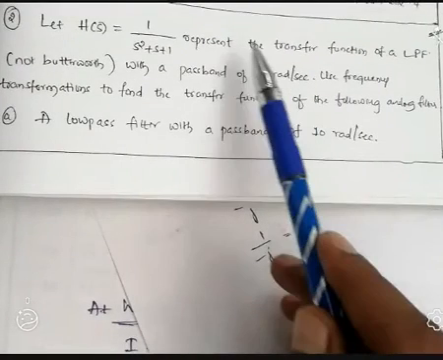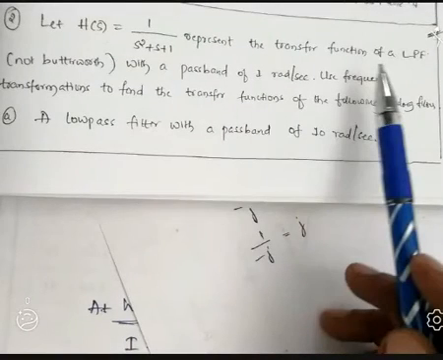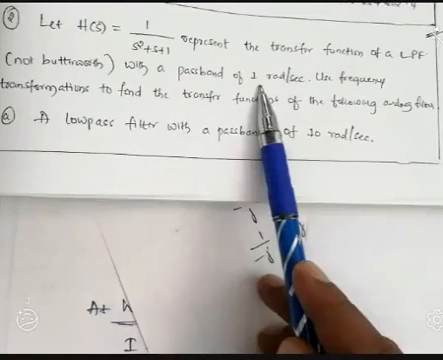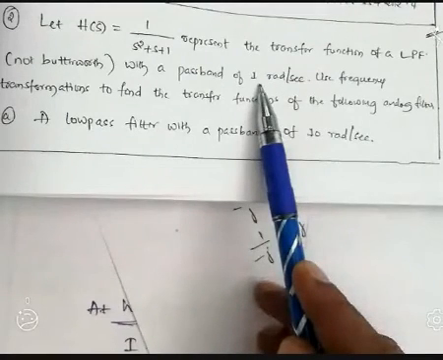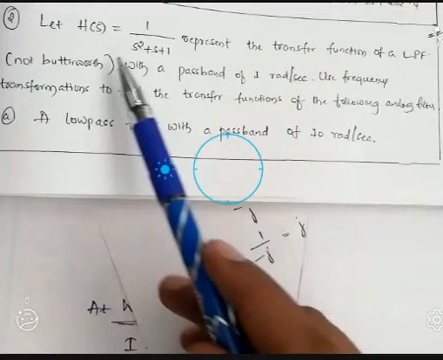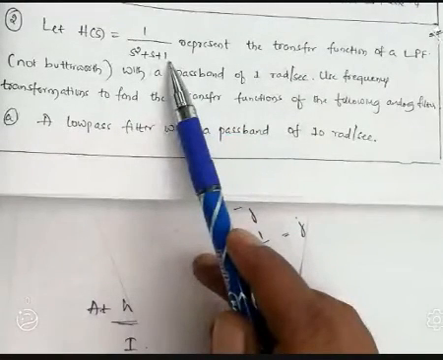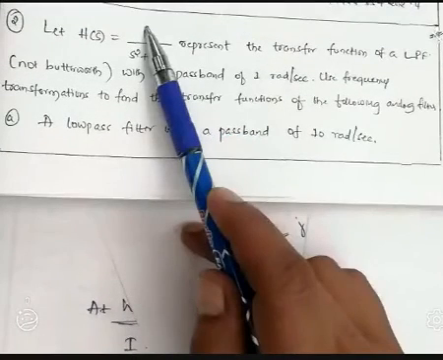So from this statement, we can say that it is given in the problem that it is a normalized low pass filter, because it has a pass band frequency, or we can say cutoff frequency, of 1 radian per second. Because of that reason, the given transfer function H(s) = 1 / (s² + s + 1) is the transfer function of a normalized low pass filter. Fine.